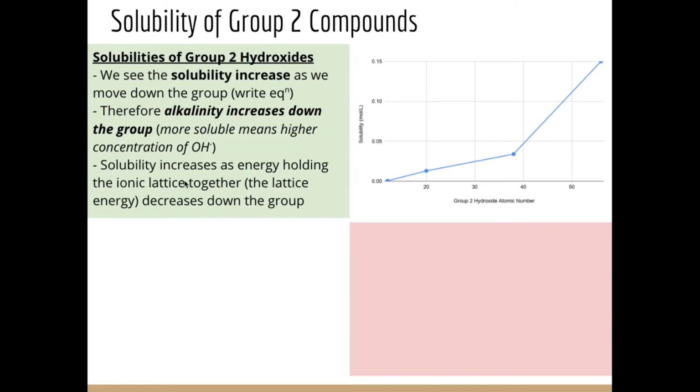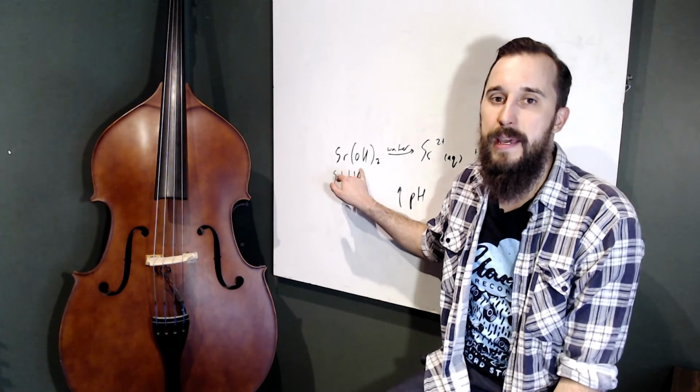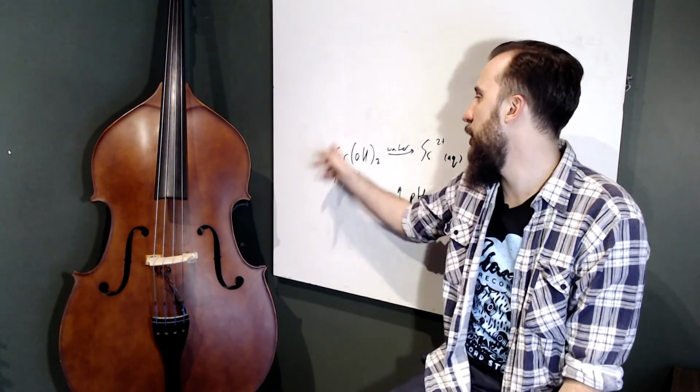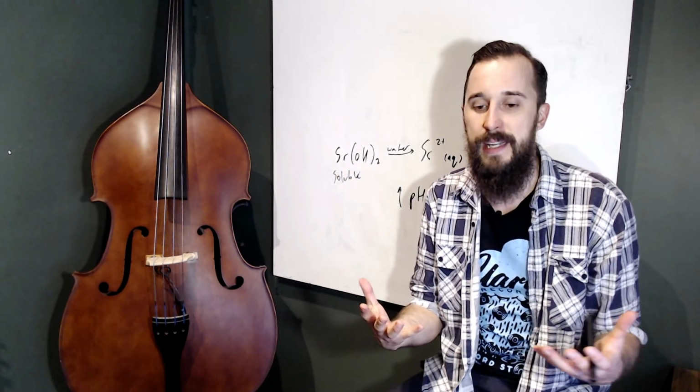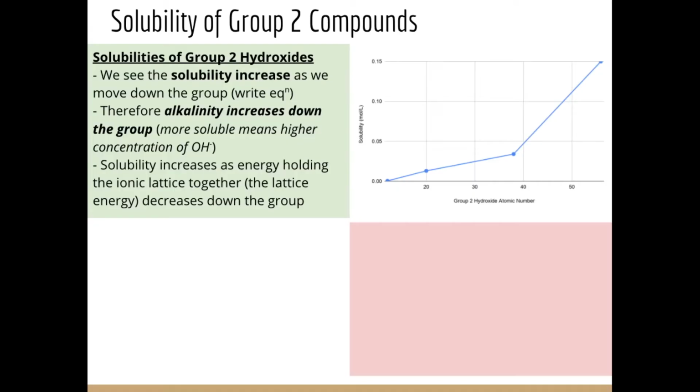Solubility increases as the energy holding the ionic lattice together, the lattice energy, decreases down the group. This isn't something we need to look at in any sort of depth just at this moment, but we can consider, if we're breaking down the ionic compound, how tightly held this lattice is. The lattice energy essentially is going to dictate how easy it is to dissolve.